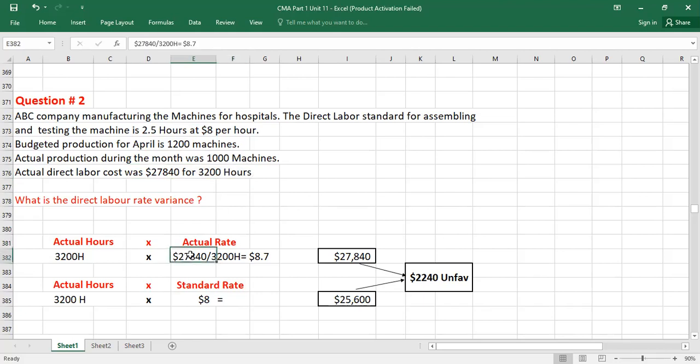Okay, so you have an actual labor cost of $27,840, so you will divide with the actual hours, so you will get automatically the rate for each hour, which is actual, $8.7. If you multiply this by the hours, again you will get this answer straight away. And by the way, it is given in the question as the actual labor cost.